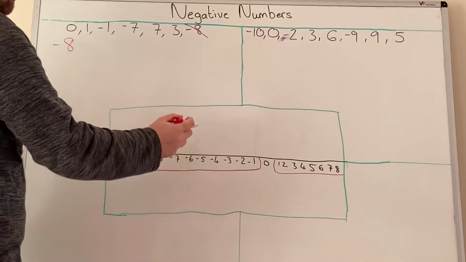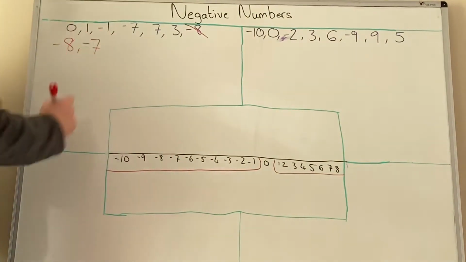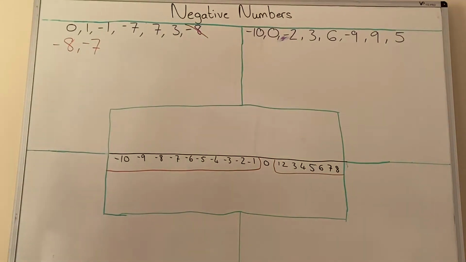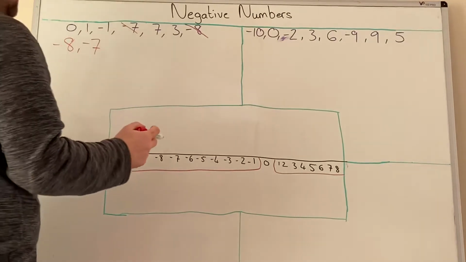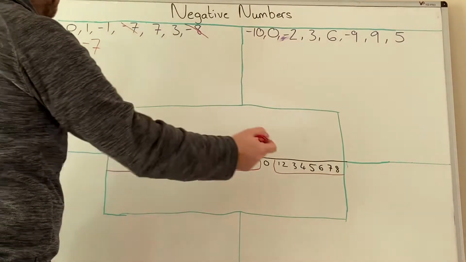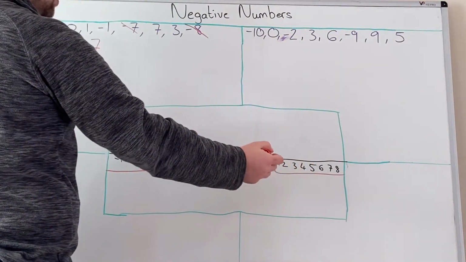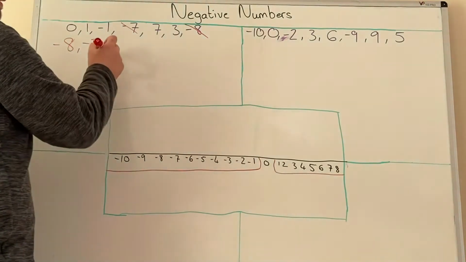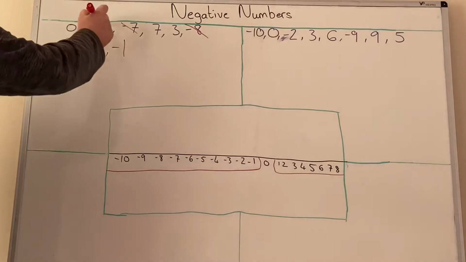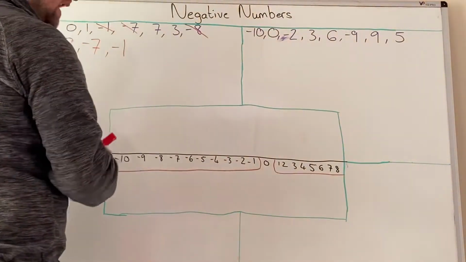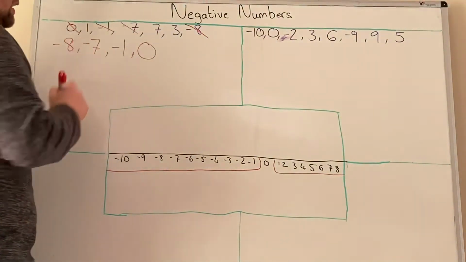Now the next number that is furthest to the left is -7. Cross it off. Now we need to pay attention. The next number furthest to the left, we've got 7, 3, 1, -1. So our next smallest number is -1. Then we've got 0, because we're working our way along from the left to the right. So 0, cross it off.